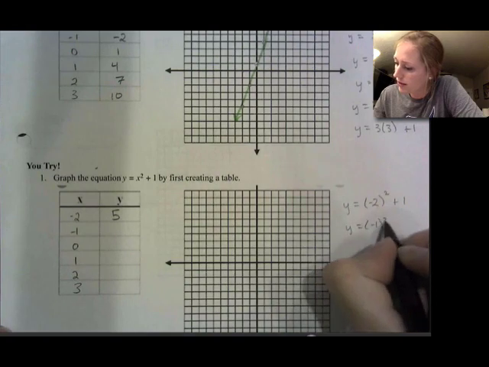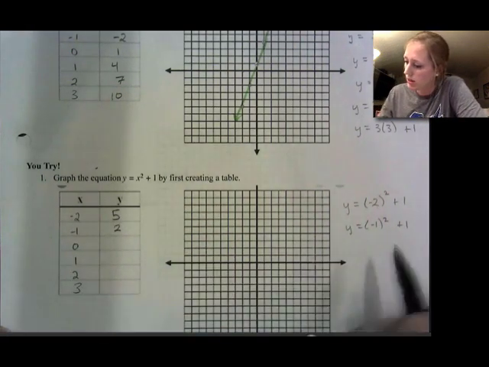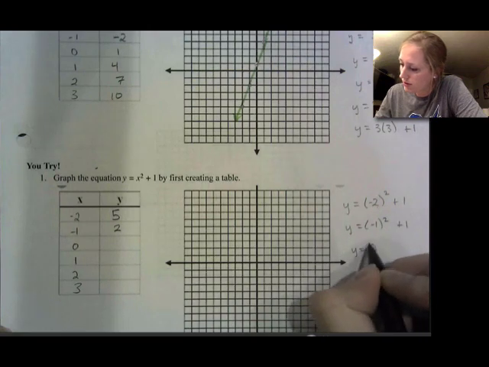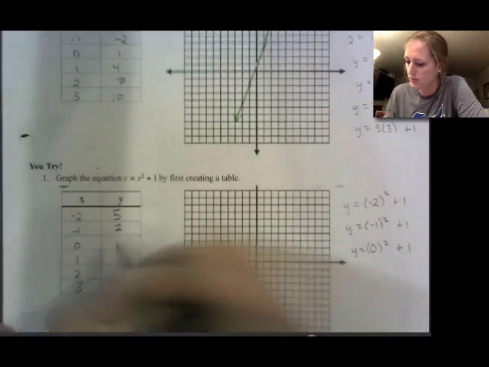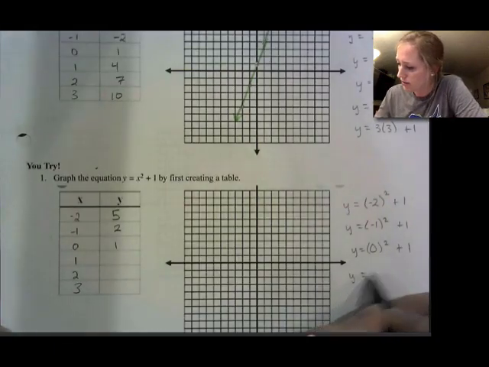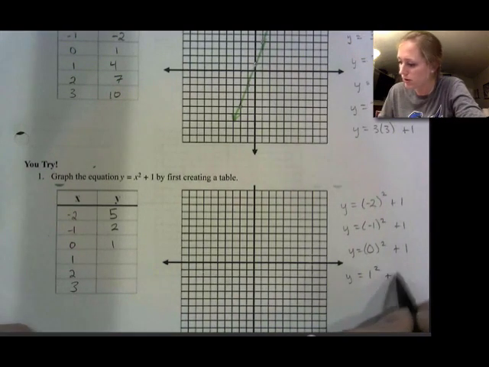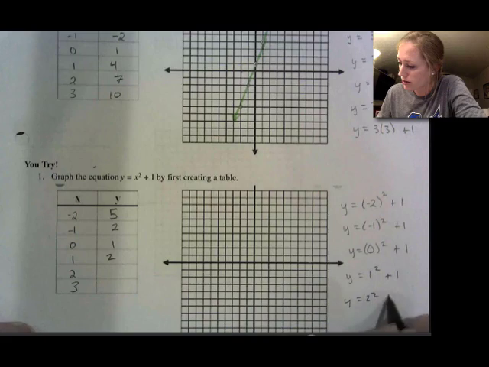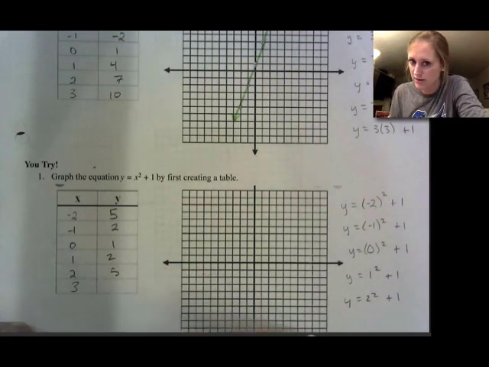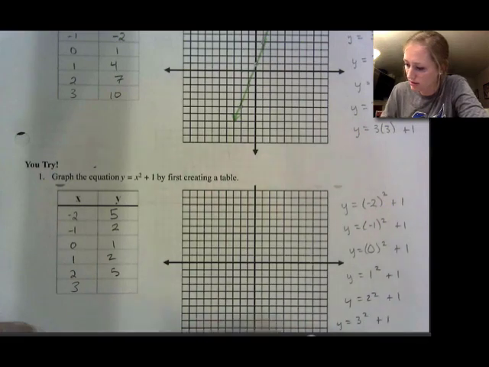Negative 1 squared is going to be 1, plus 1 is going to give us 2. Plug in 0. 0 squared is 0, plus 1 is 1. All right, now we're plugging in 1 squared. 1 squared is still 1, plus 1 is 2. 2 squared is 4, plus 1 is 5. And then 3 squared is 9, plus 1 is 10.